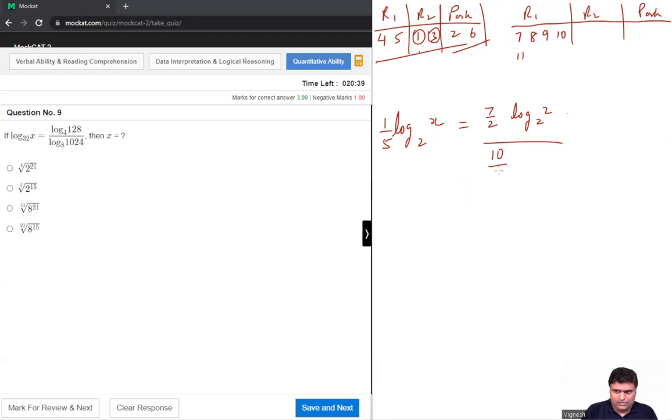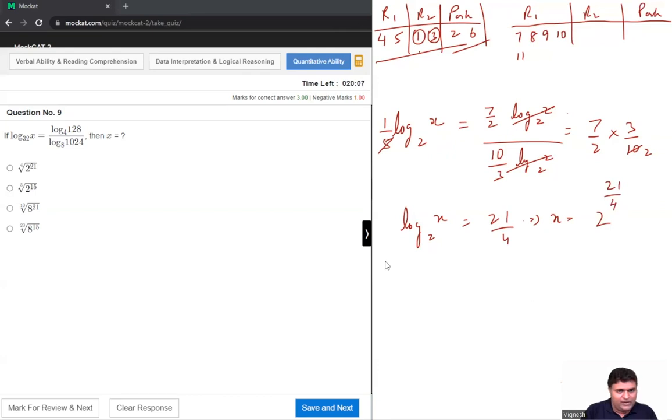And the next one, 1024, computer science students, 2 power 10. 10 by 3, log to the base 2. Anything to the base anything is 1, cancel out. 7 by 2 by 10 by 3 is going to be 7 by 2 into 3 by 10. And I have a 5 on this side. So log x to the base 2, can't I simplify the 5 here? Yes, sir. 21 by 4. So x is going to be 2 power 21 by 4, 2 to the power of 21 by 4.